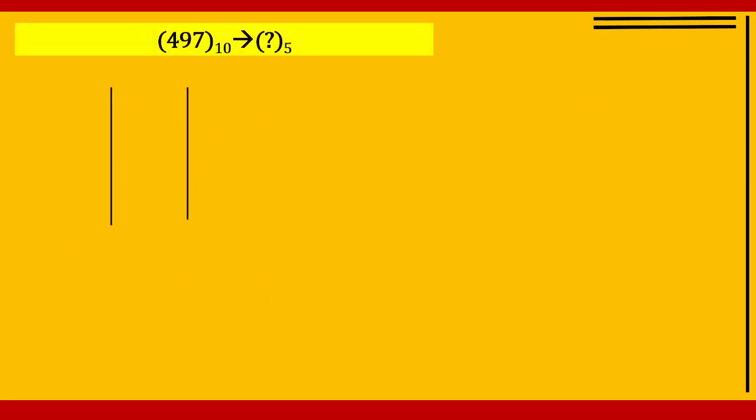This time we have the number 497, but our target base is 5. So this time our divisor will be 5. We will continue with our normal division method, and our quotient will be 99 and remainder will be 2. Remember, the base 5 number system will have values 0, 1, 2, 3 and 4.